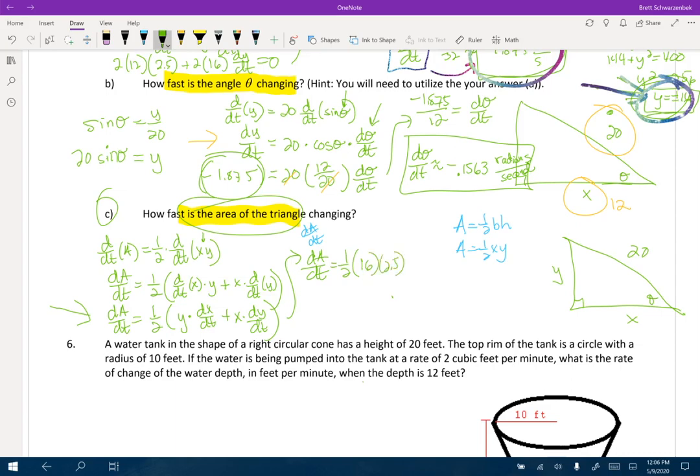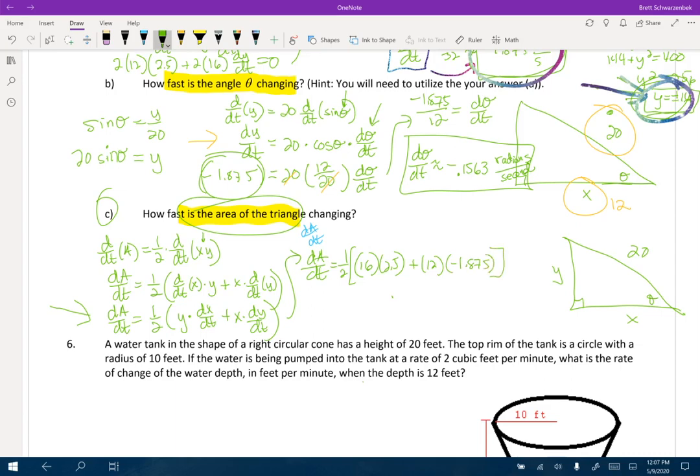Let me get rid of this. We have plus... don't love that. Drew with the eraser even though I didn't intend to. We got 12 for our x and negative 1.875 for our value of our change in y.